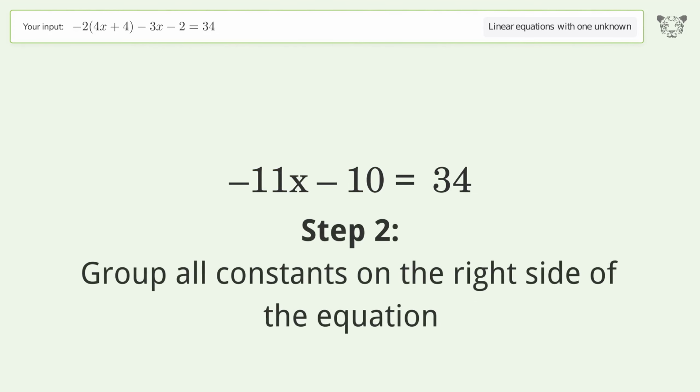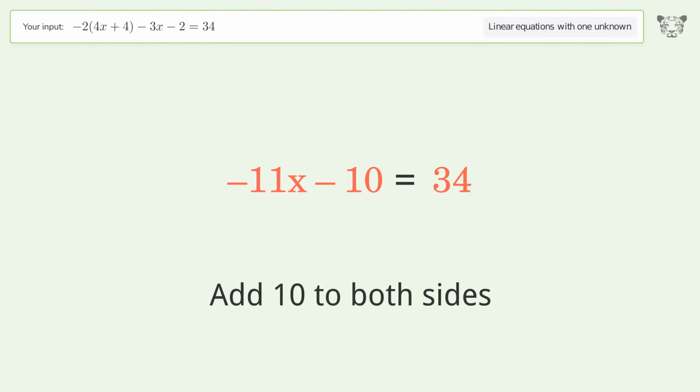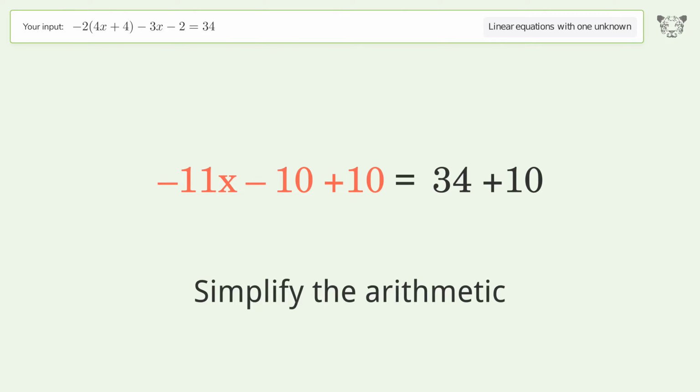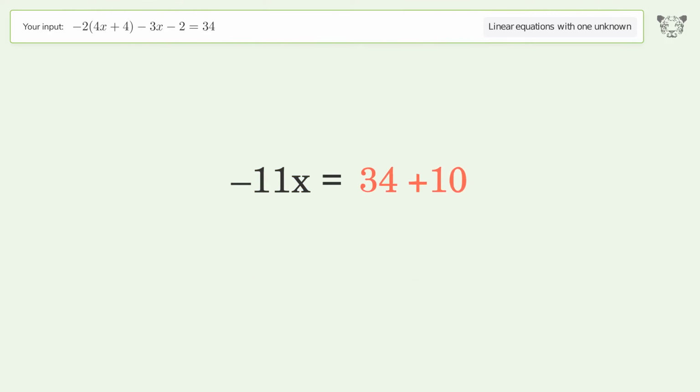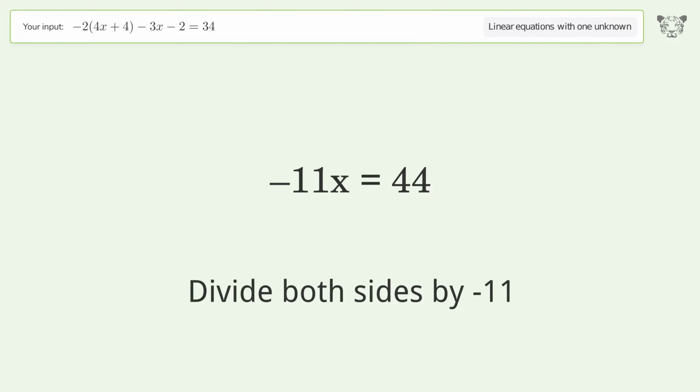Group all constants on the right side of the equation. Add 10 to both sides. Simplify the arithmetic. Isolate the x. Divide both sides by -11.